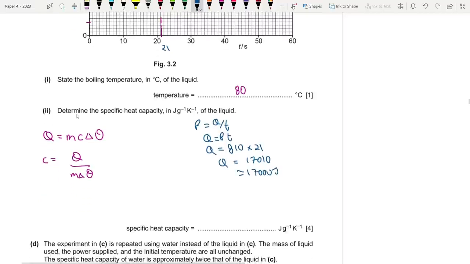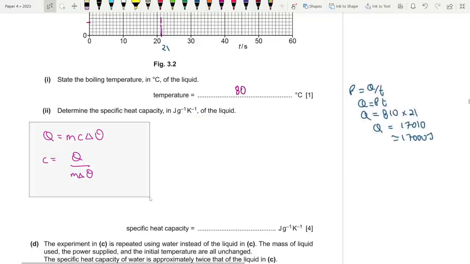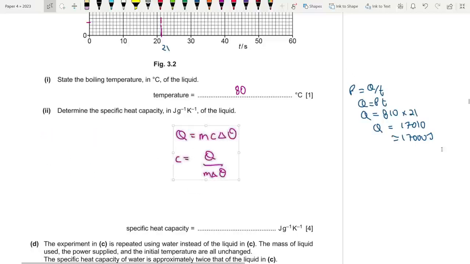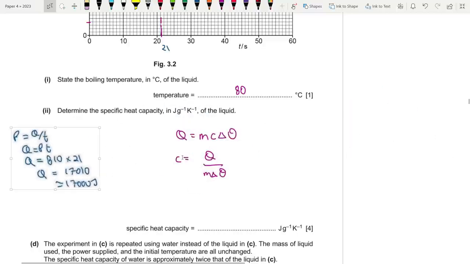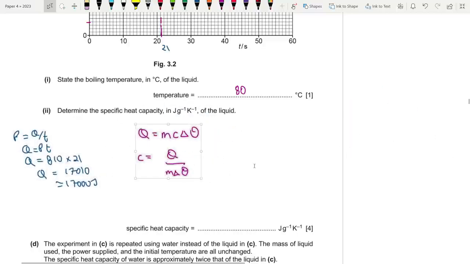Now, this thermal energy is going to go to two places. Firstly, to the liquid as well as to the beaker. So it goes to two places, the liquid as well as the beaker. So let's try to figure that out. This is how I would do it, honestly. But I'll show you how they did it in the mark scheme.